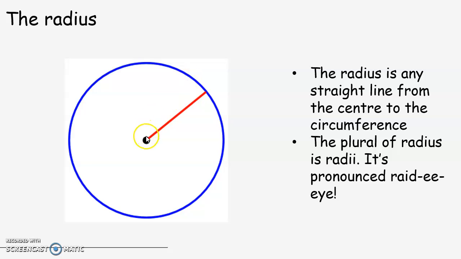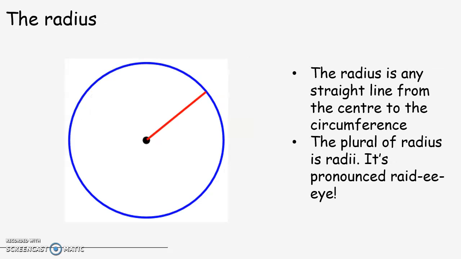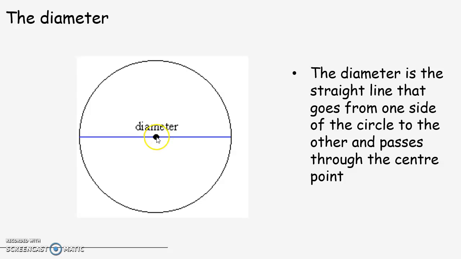If I were to join 2 radii together, going straight through the center point, I would have my diameter. So a diameter is the straight line that goes from one side of the circle to the other side, but it has to pass through the center point. So if I went from here to here, that wouldn't be a diameter because it has to go through my center point. And if you can see back here, this is my radius, and this is my diameter.